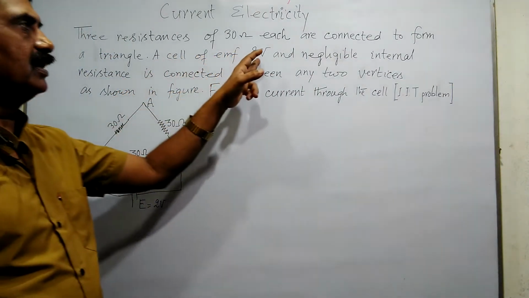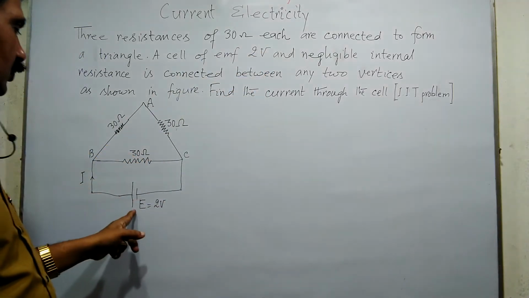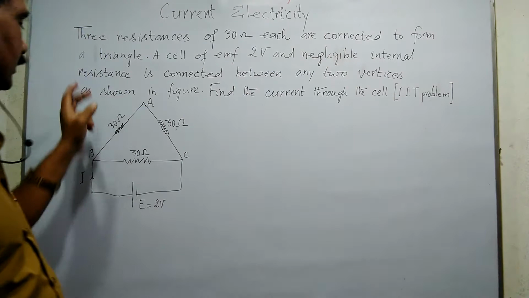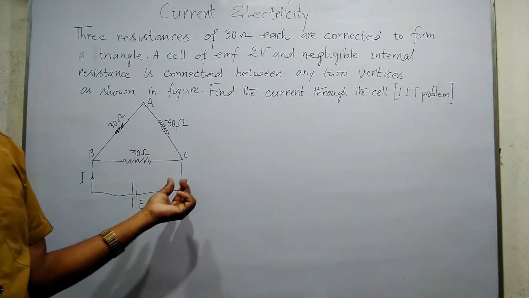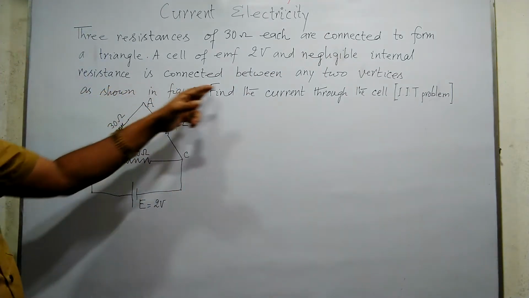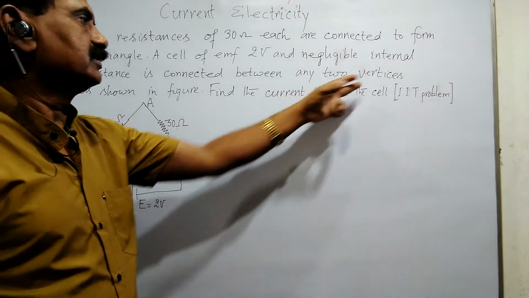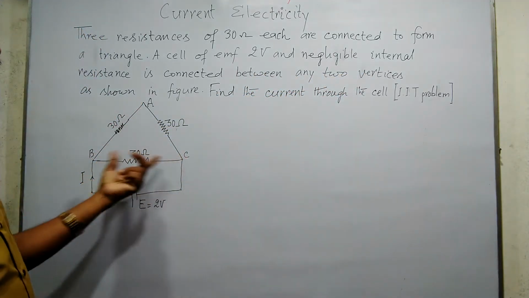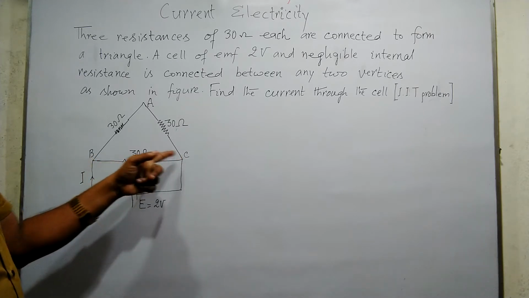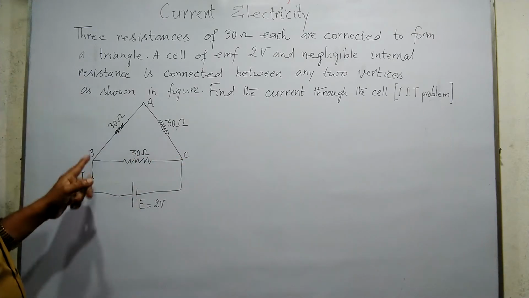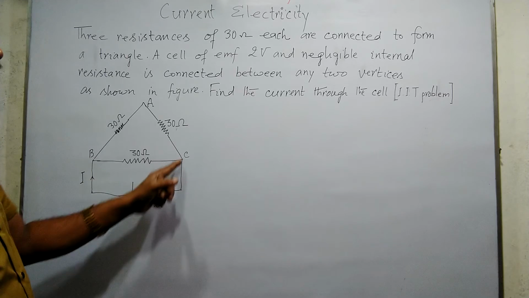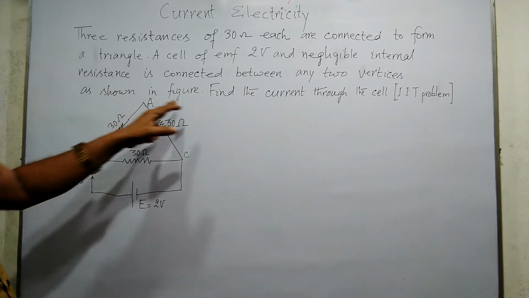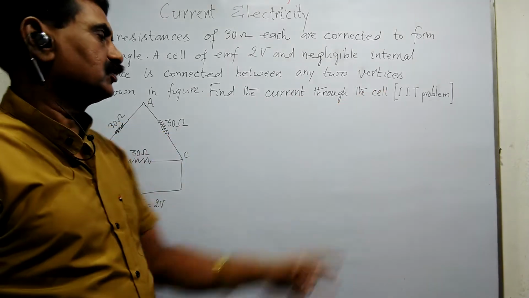A cell of EMF 2 volt and negligible internal resistance is connected between any two vertices. There are three vertices A, B, C. Between any two vertices, B and C, a cell of 2 volts is connected. As shown in figure, find the current through the cell.